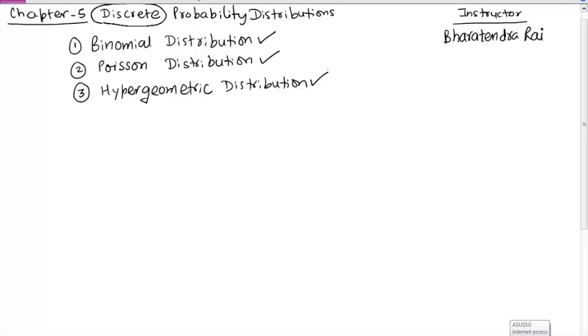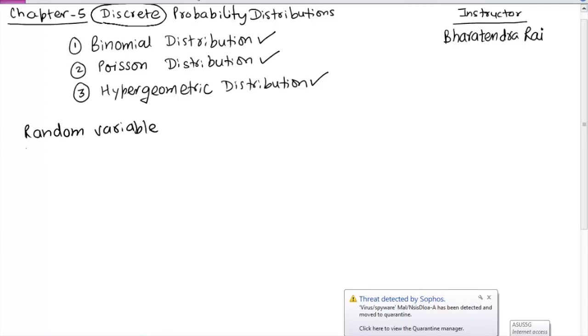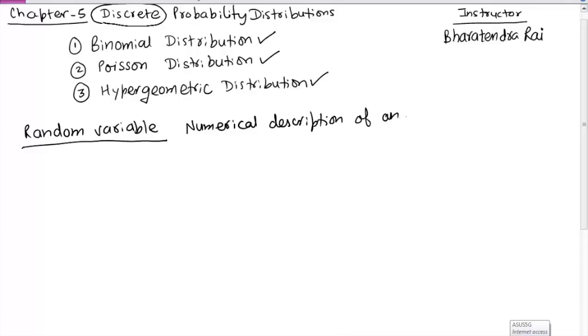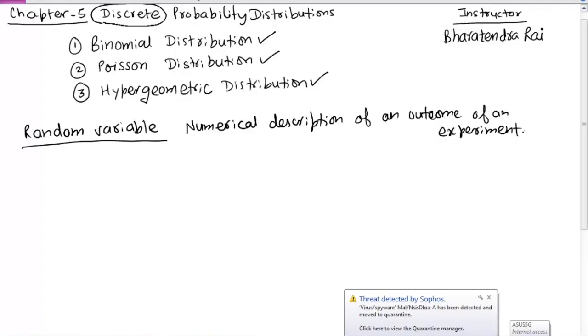So I'll start with the basic definition of what is called a random variable. A random variable is a numerical description of an outcome of an experiment. An experiment could be anything. It could be, let's say, tossing a coin, so the outcome could be head or tail, or somebody may collect data on number of students who are absent in a class. Generally we represent a random variable by capital alphabets like X, Y, Z.